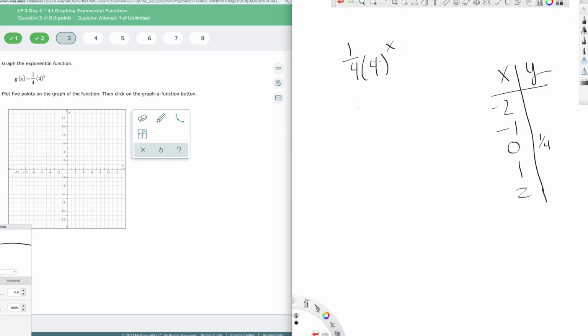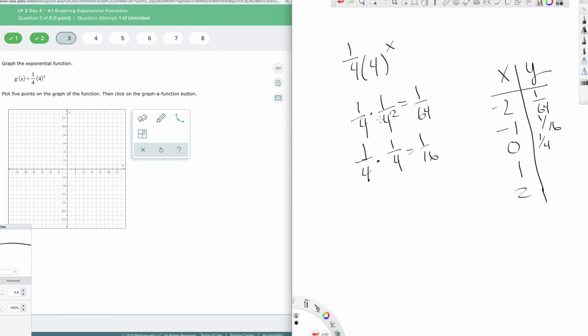This is -2, so 1/4 times 4 to the -2 is actually 1 over 4 squared. So we have 4 squared, which is 16 times 4. So we have 1 over 64. So 1/64. So you can see this starts to get pretty small pretty quick. And then for this one, I'm going to have 1/4 times its -1, so that's going to just be 1/4. So that's going to be 1/16.